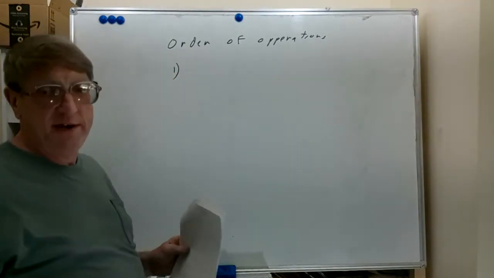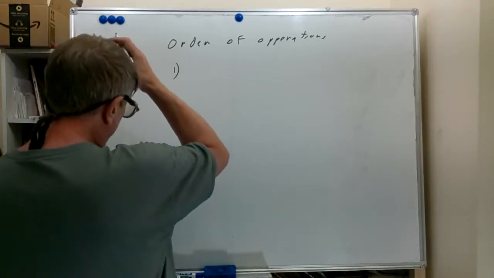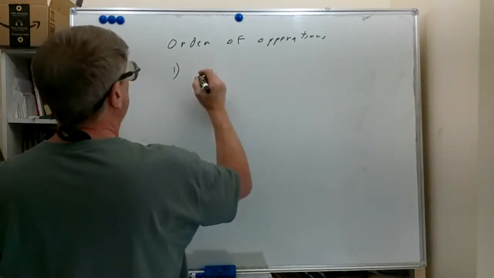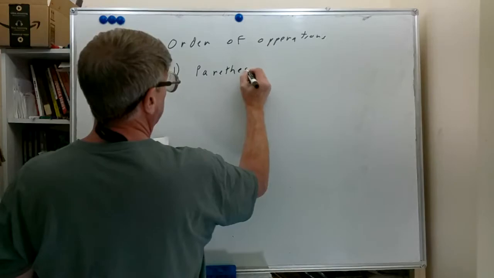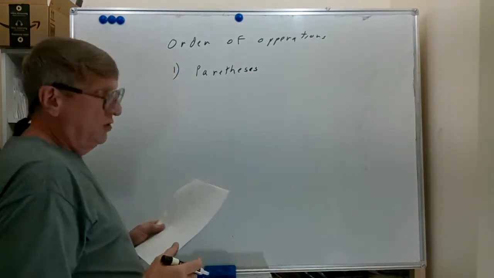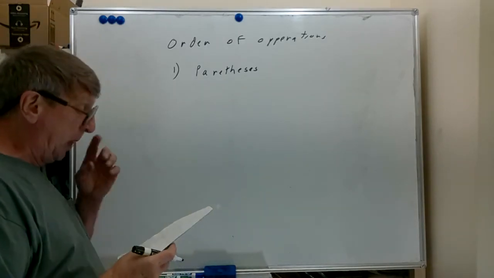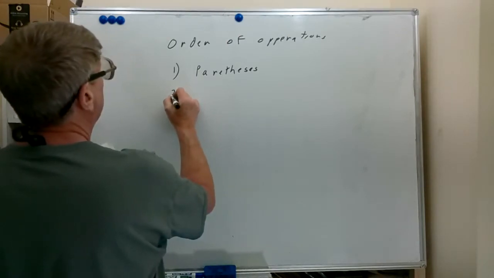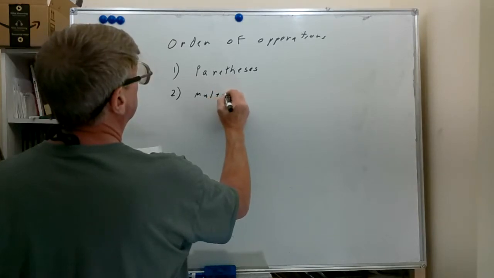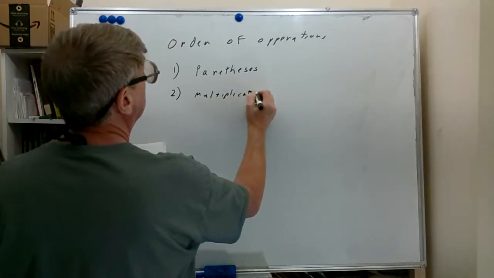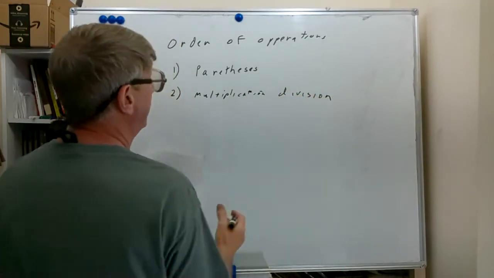First thing, which we demonstrated in our associative and our distributive properties a little bit ago, is parentheses. Whatever comes in the parentheses, we want to do that before anything else. And then, after that, we do multiplication and division. And we do that in order from left to right.